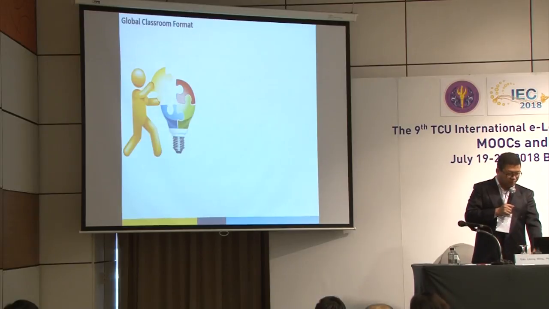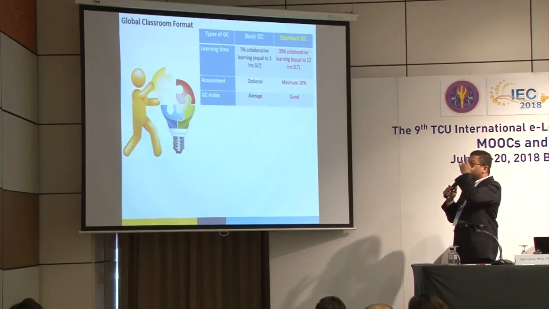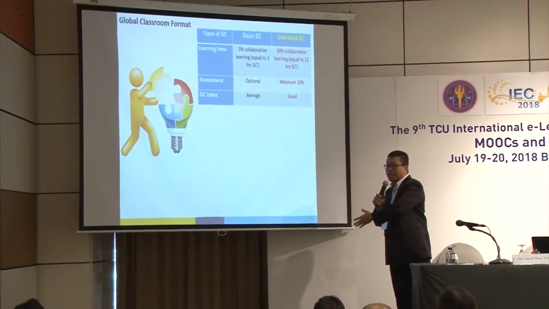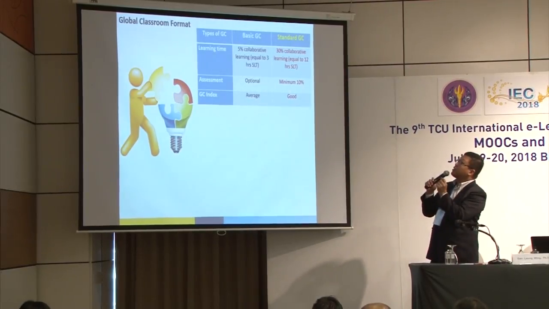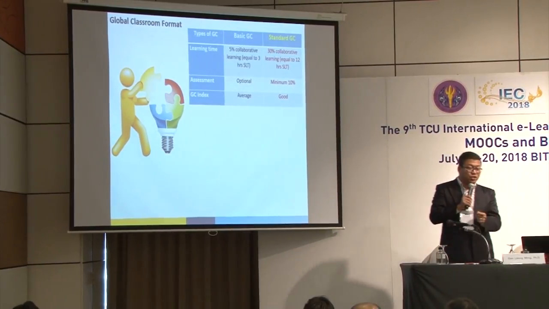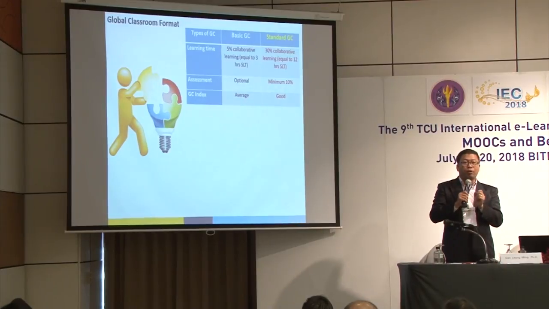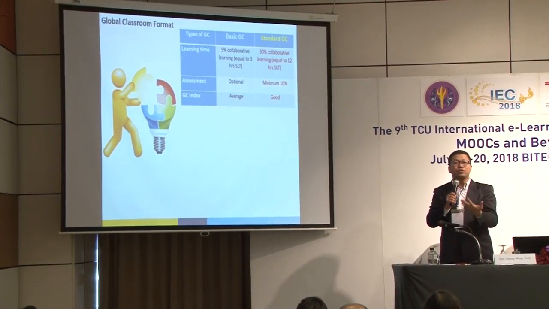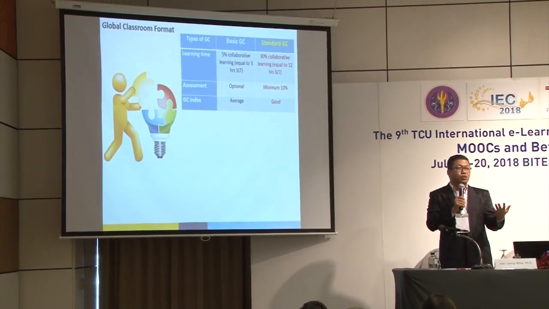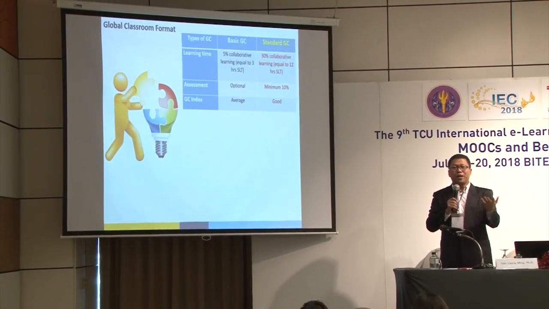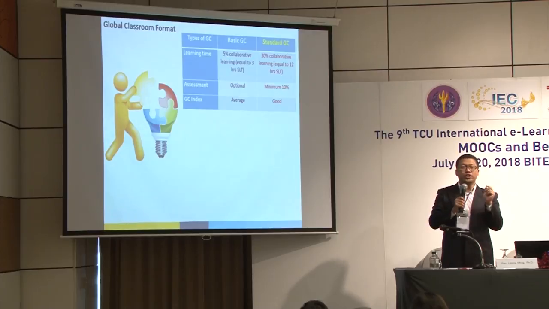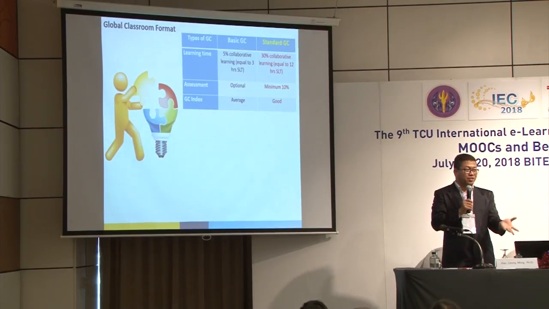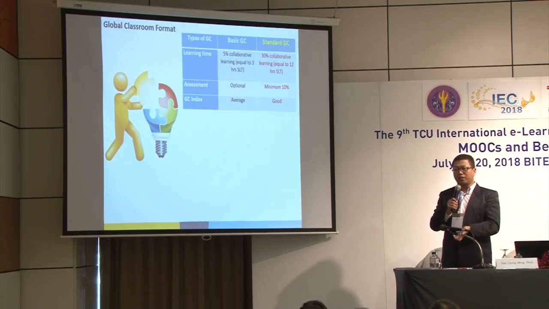Okay? So we started to build this into three levels. We call them basic GC and standard GC. Basic GC is actually very important, a very touch-and-go level. It lets the lecturer and the students feel the connection with the world. Maybe one or two sessions, with a minimum of 3 hours of connection or engagement in collaborative learning.